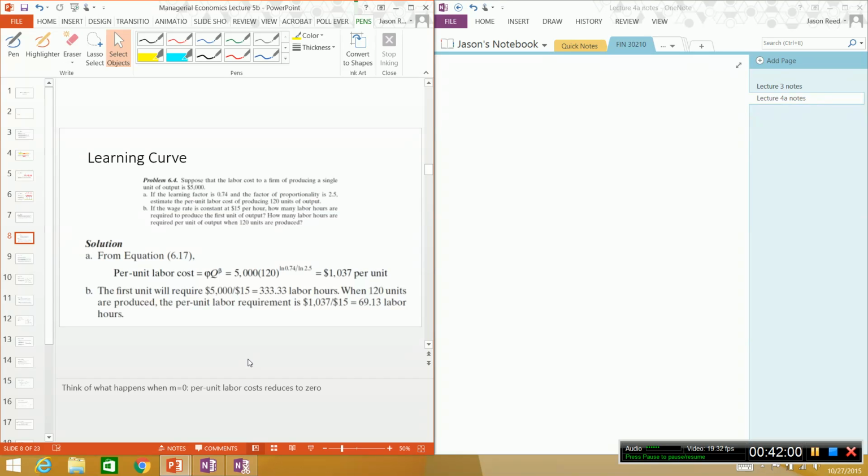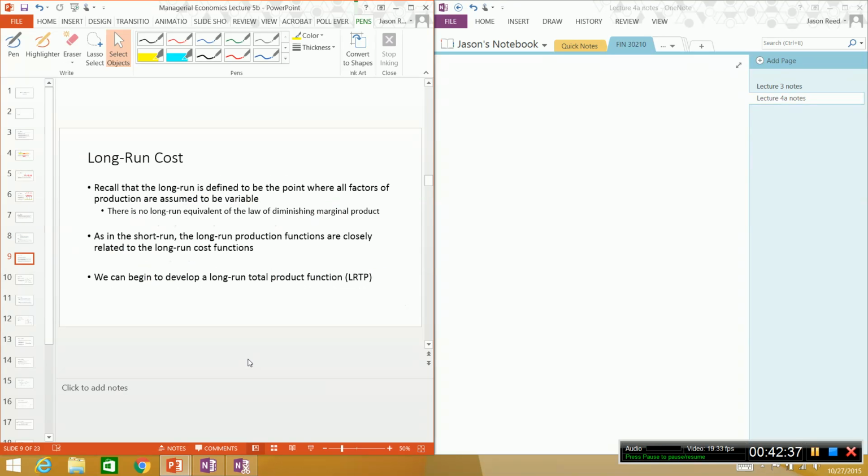The first unit we know is going to require $5,000 to produce that first unit. And at $15 an hour, that means it took you 333.33 labor hours to produce that first unit. But now for that 120th unit, we know that it'll cost you $1,037. We've just calculated that in part A. And at a constant wage rate of $15 per hour, it means that you were able to cut down the labor used to 69.13 labor hours. That's impressive. That's amazing, actually.